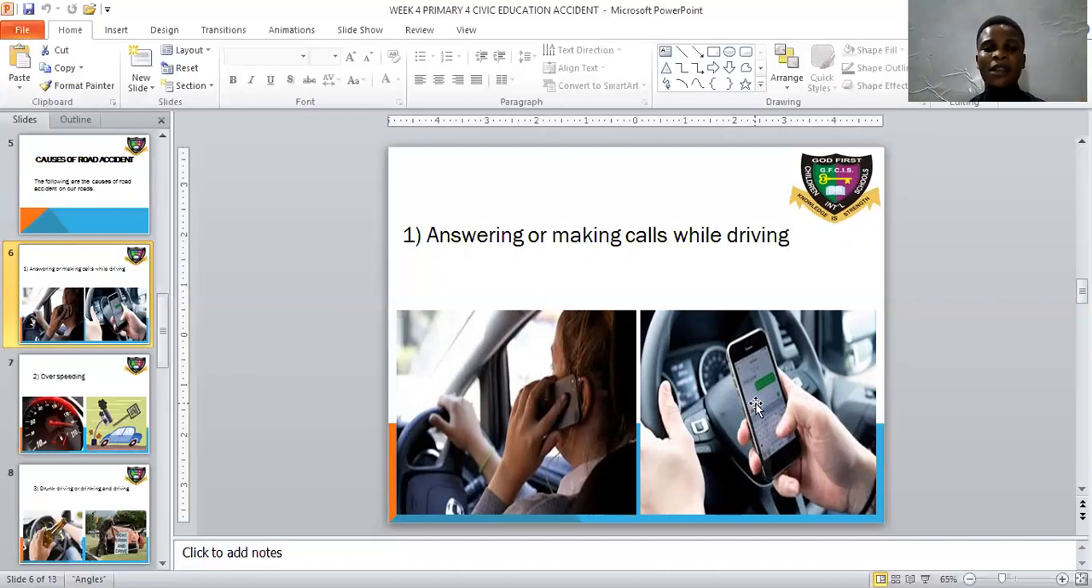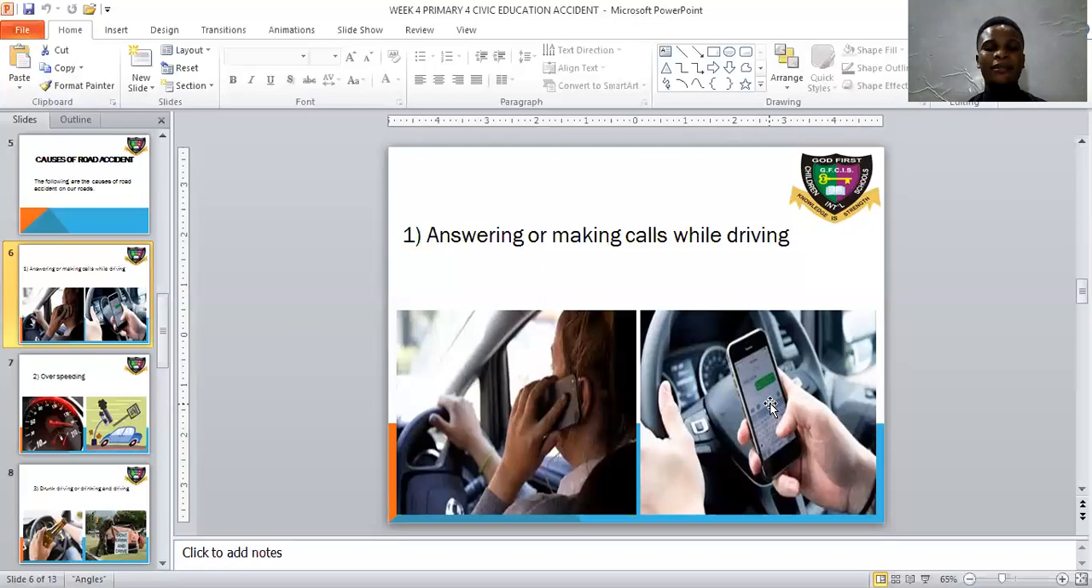Now, look at this second diagram. This is somebody that is driving. Can you see him? He is driving and he is texting. This one is even worse than the first person who is receiving a call. This one is not receiving a call. This one is texting. He is sending a text message, which means that he is using his hand to what?